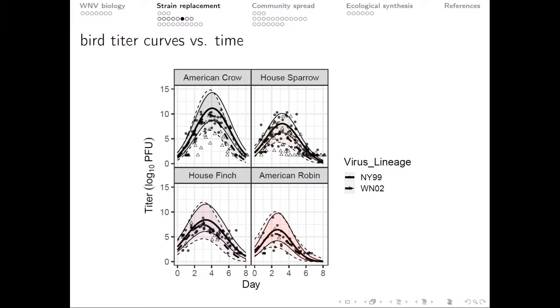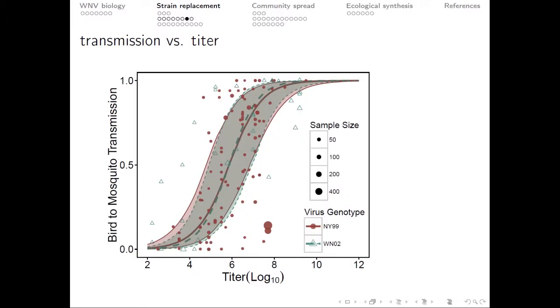And the confidence intervals are a little narrower because it's a lot easier to measure titer than to measure the number of birds surviving or dying. But so there's even less support for important fitness differences between these two viruses here.